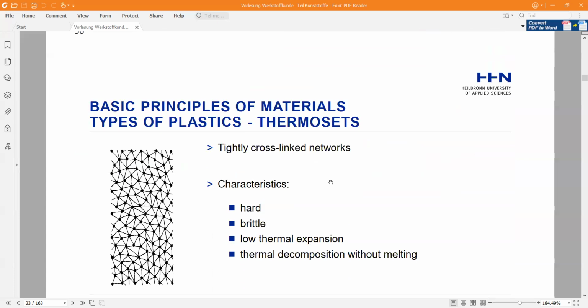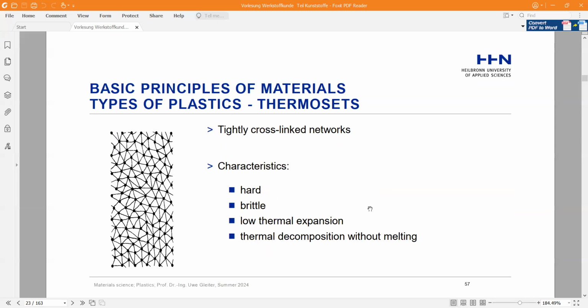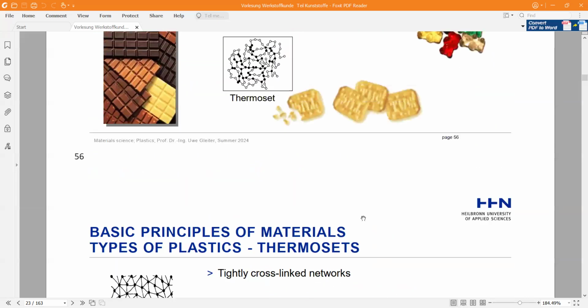Basic principle of materials, types of plastics, or the thermosets. Tightly cross-linked networks. Their characteristics: low thermal expansion, thermal decomposition without melting. So very hard and brittle like biscuits or crackers.